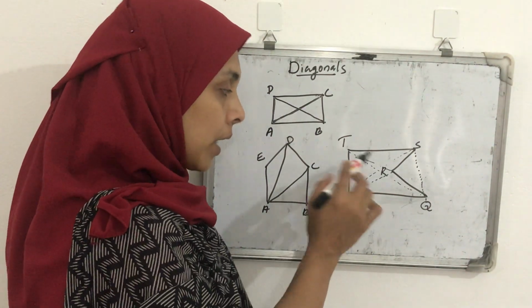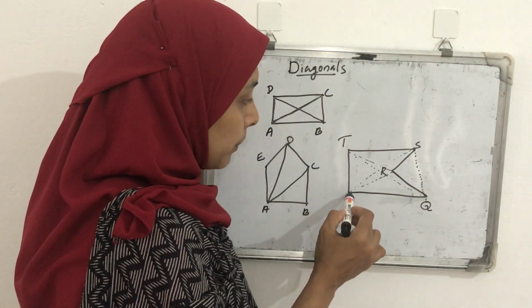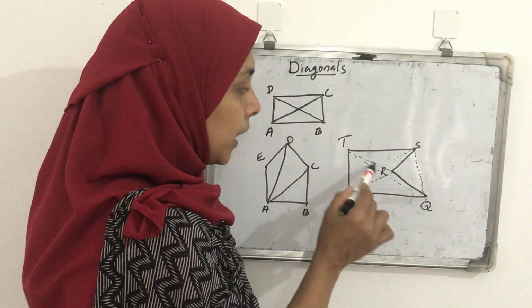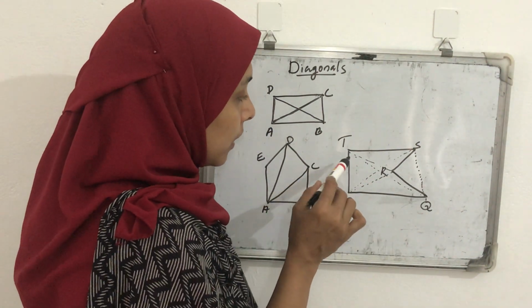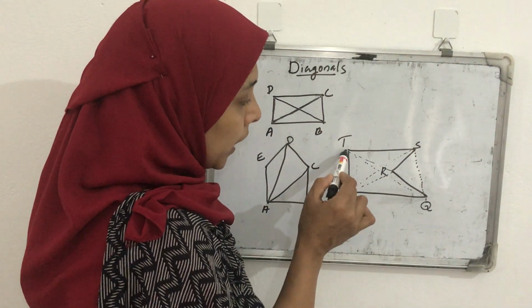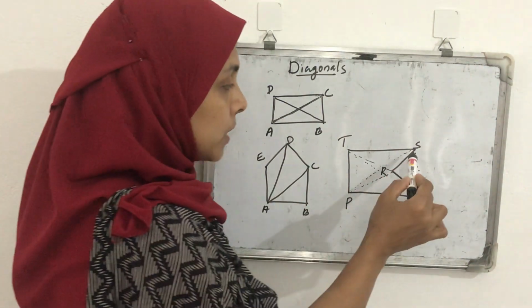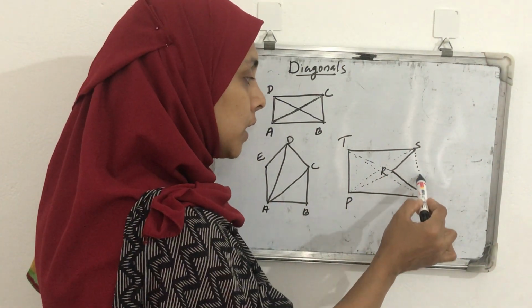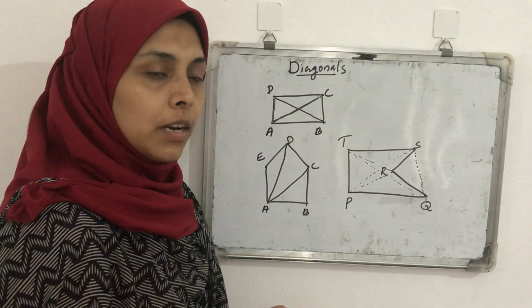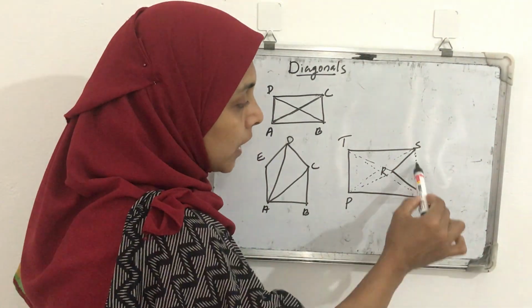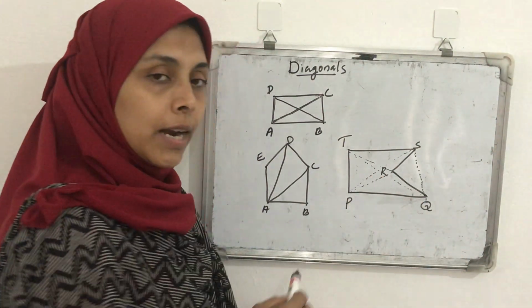Here we draw some other diagonals also. That is PR, one diagonal, TR, another diagonal, then QT, one diagonal we draw. But last we draw that diagonal QS. What is the difference of the diagonal QS with the other diagonals?